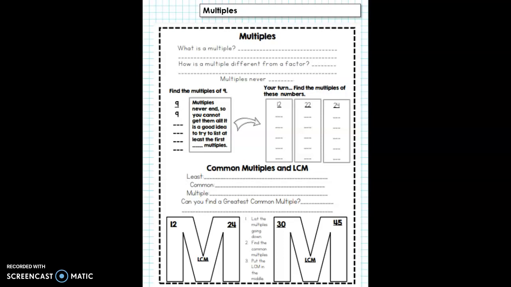We are going to look at multiples. What is a multiple? A multiple is the product of two factors. How is a multiple different from a factor? Well, factors are the numbers multiplied together to get a multiple. Factor times factor equals a product. A product is the same thing as a multiple.